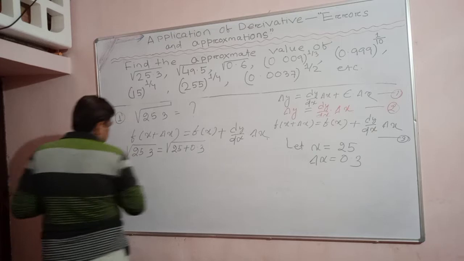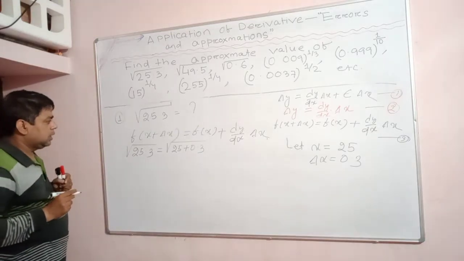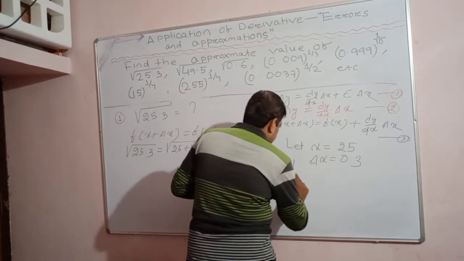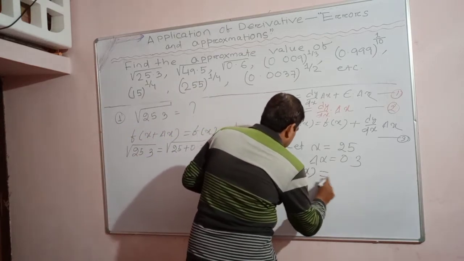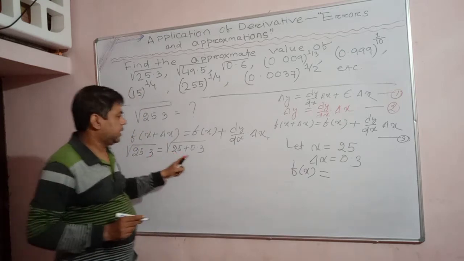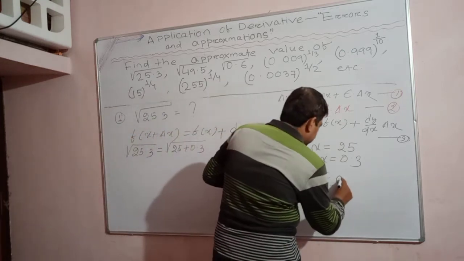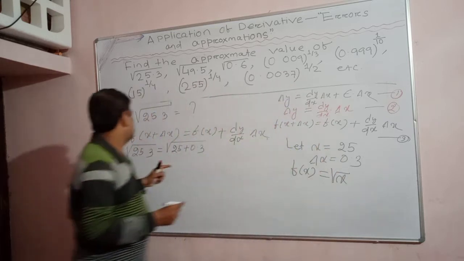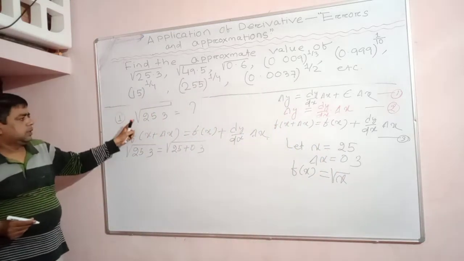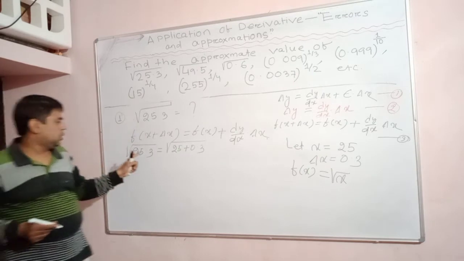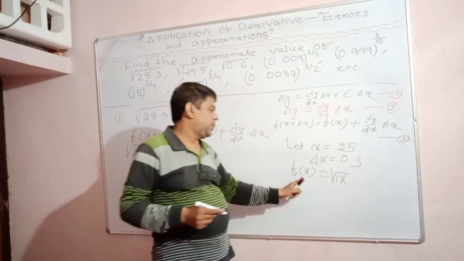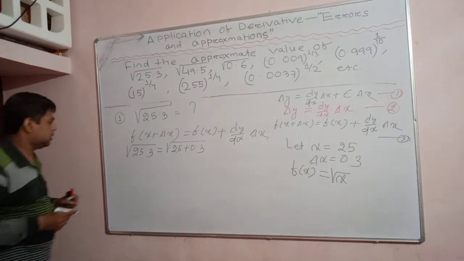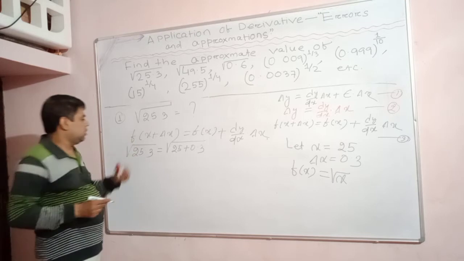Okay, understand? Now you see here, f(x) is equal to the square root of x, since the radical sign is the square root and we have taken x as 25. So the function will be f(x) is equal to root x. Now you can use this formula.